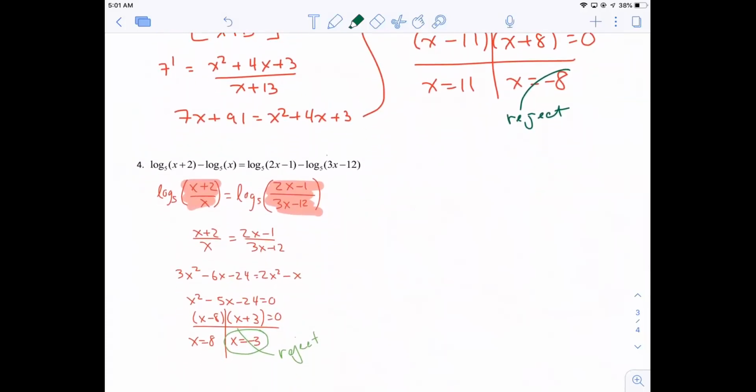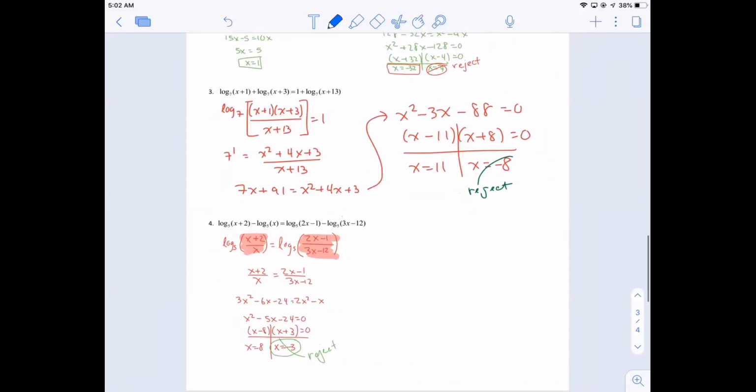Or if you have any questions, let me know. All right, but make sure, again, with logs, just like with square roots, you are checking your answers, right, algebraically or graphically, and making sure your answers do not make a logarithm undefined, right, and make sure you're rejecting extraneous solutions.